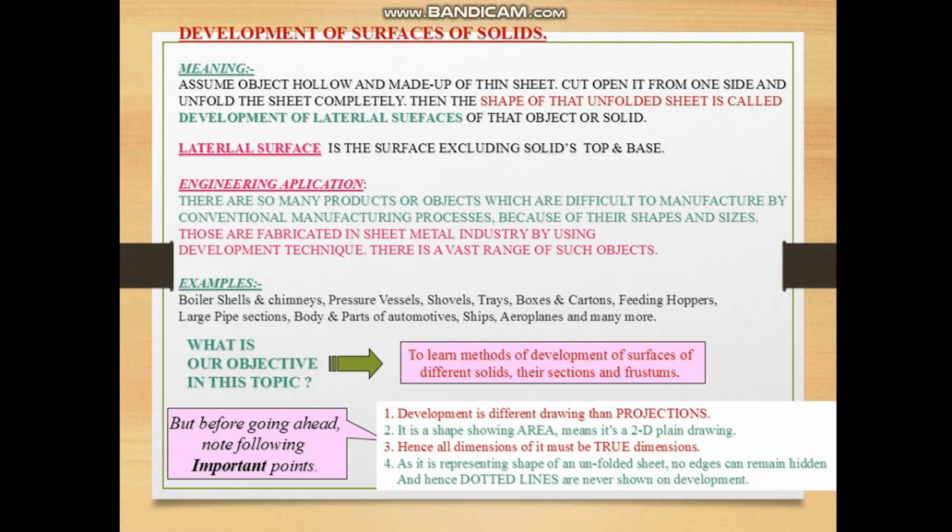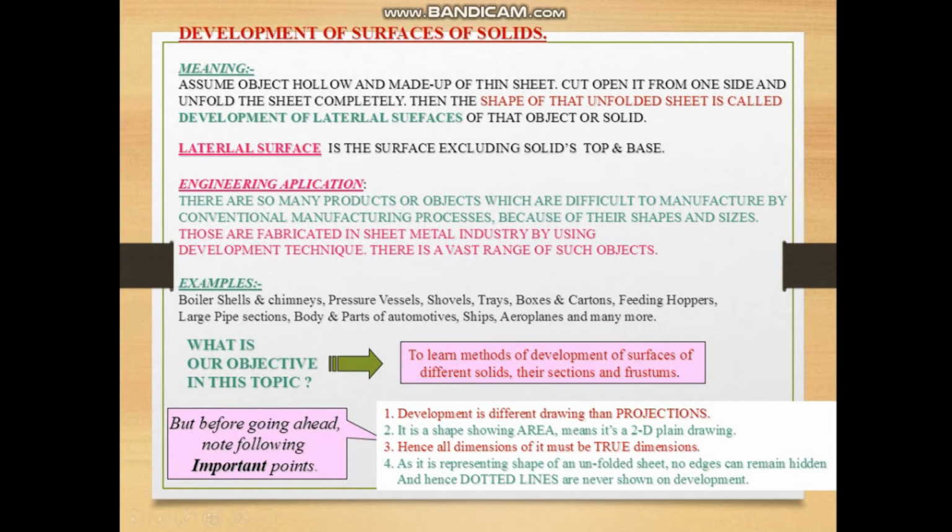So, it's an introduction to development of surfaces. So, what is development? Assume that the object is made up of hollow thin sheet. Cut that object, open it from one side and unfold the sheet completely. The shape of that unfolded sheet is called the development of the lateral surface of a particular solid.